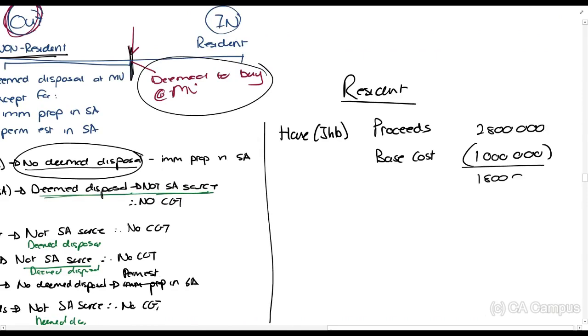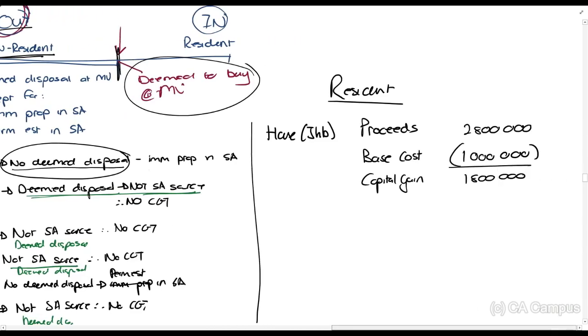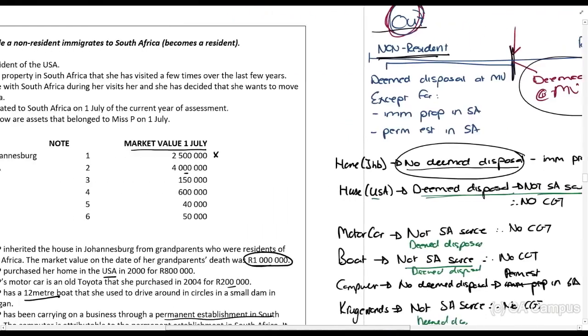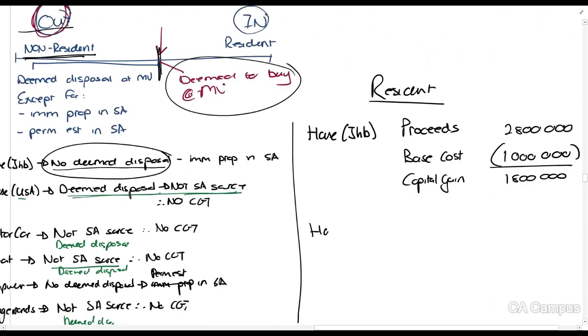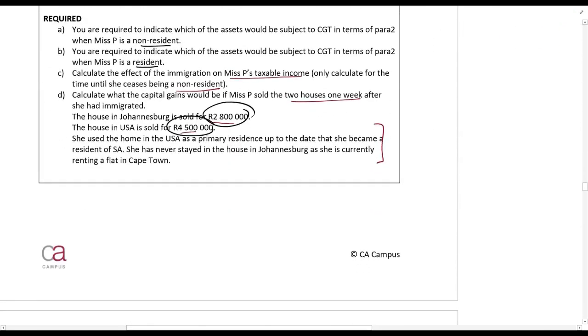So it's 1.8 million rands capital gain. Again, guys, how long did she use this house for when it was in the net as a primary residence? This has been in the net when she was a non-resident as well, but she never used it as a primary residence, so there's no primary residence exclusion. Next house that she sold is the house in America. The proceeds, again, are given to us in the question as being 4.5 million.